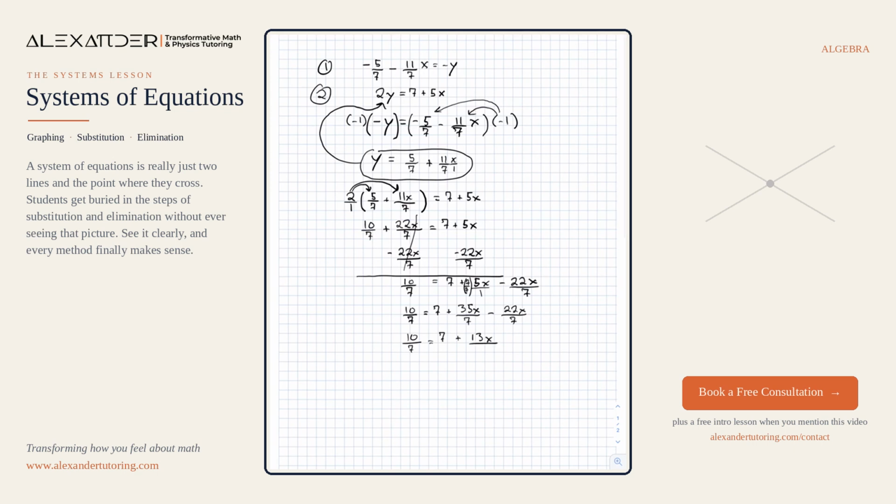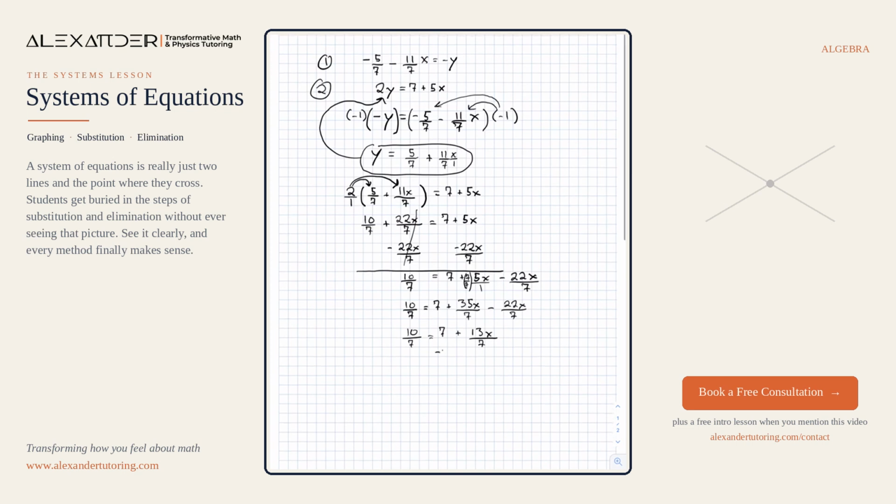And over 7. Okay, and so we succeeded in getting all the x terms to the right-hand side. Now we have to get all the non-x terms to the left-hand side. So I'm going to subtract the 7 from both sides. Draw a line underneath. Equal sign comes straight down. And guess what? Another fraction.